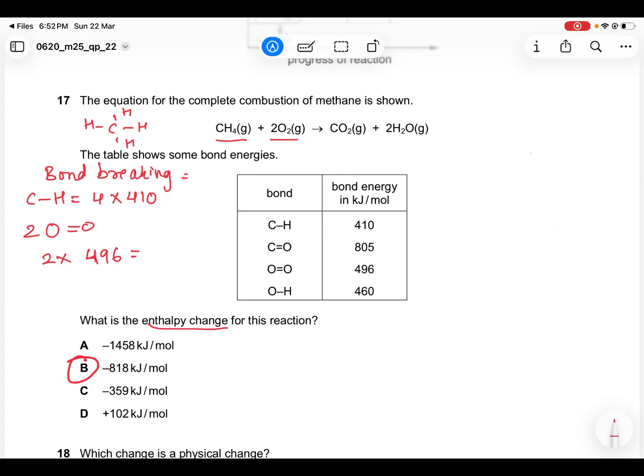496. So we'll just calculate the total. 4 into 410 gives me 1640, and 496 into 2 gives me 992. So 1640 plus 992 gives me 2632.